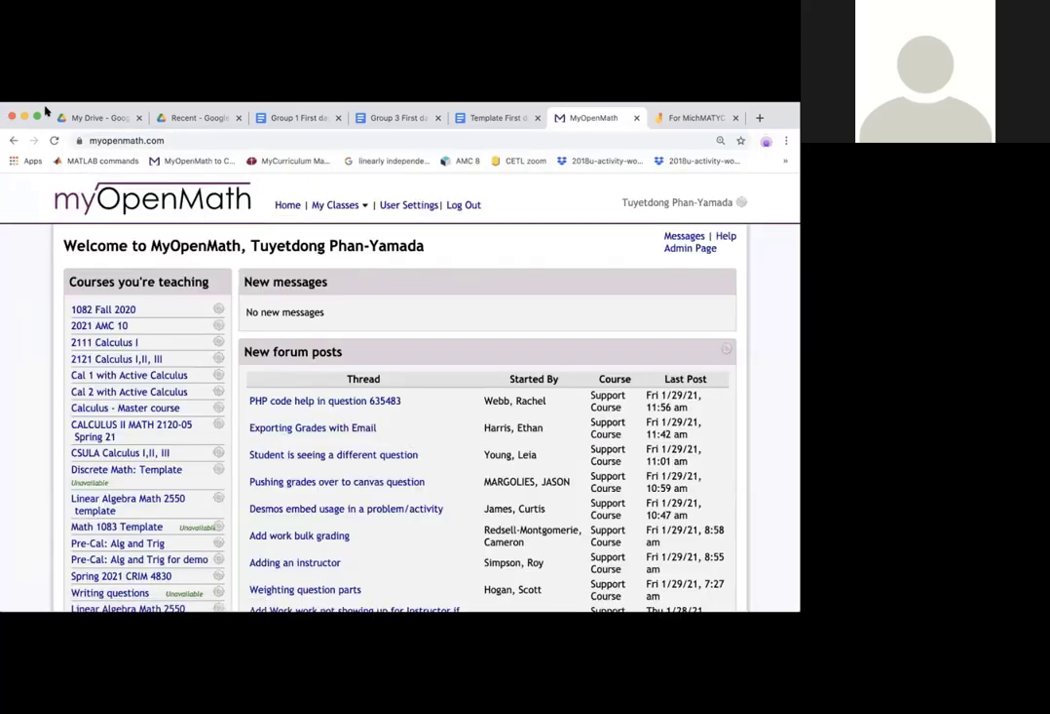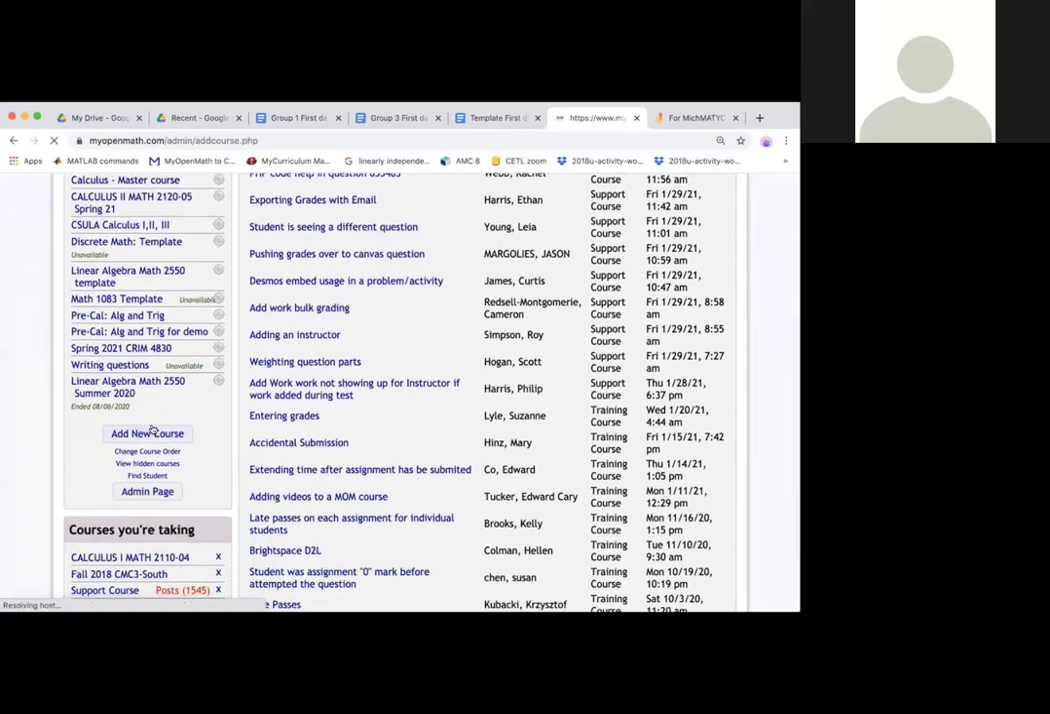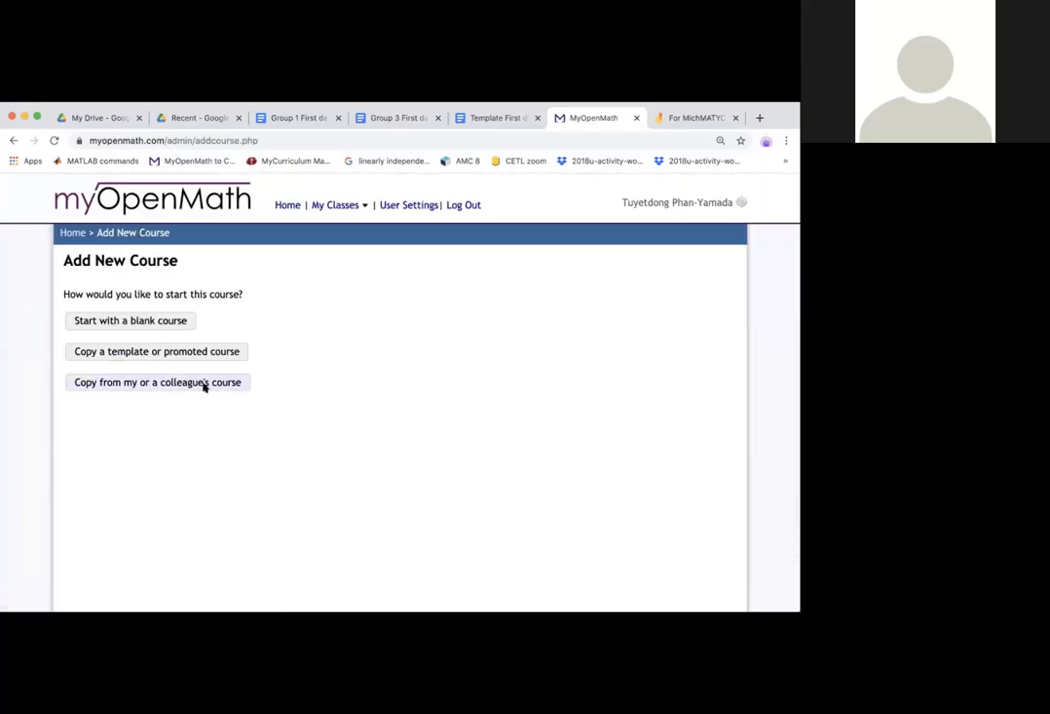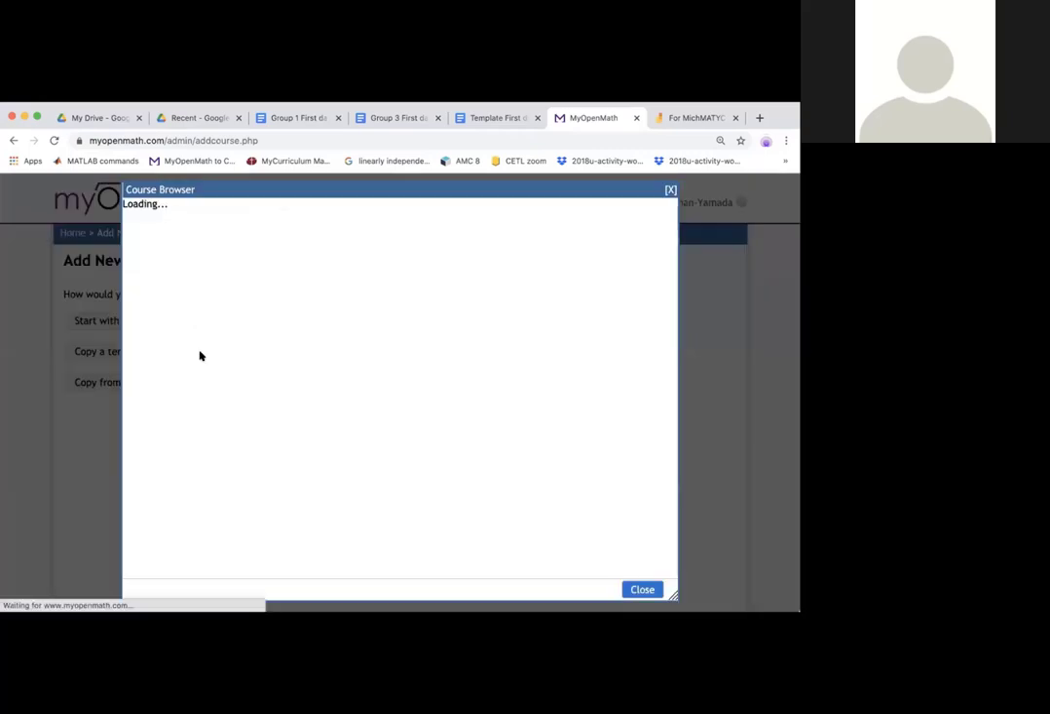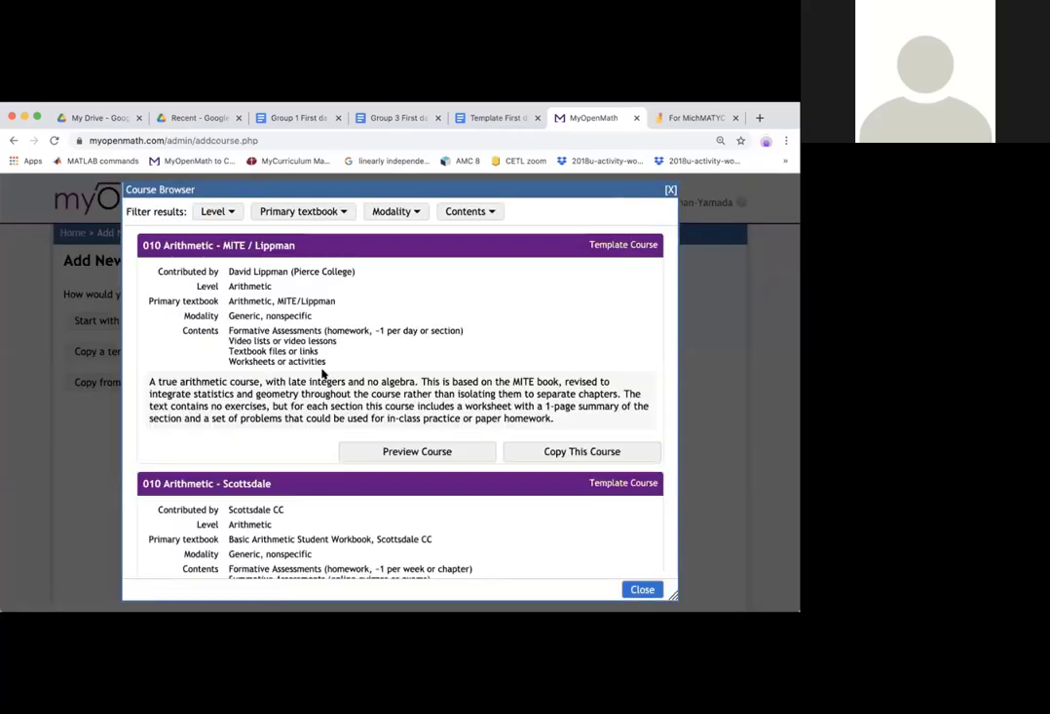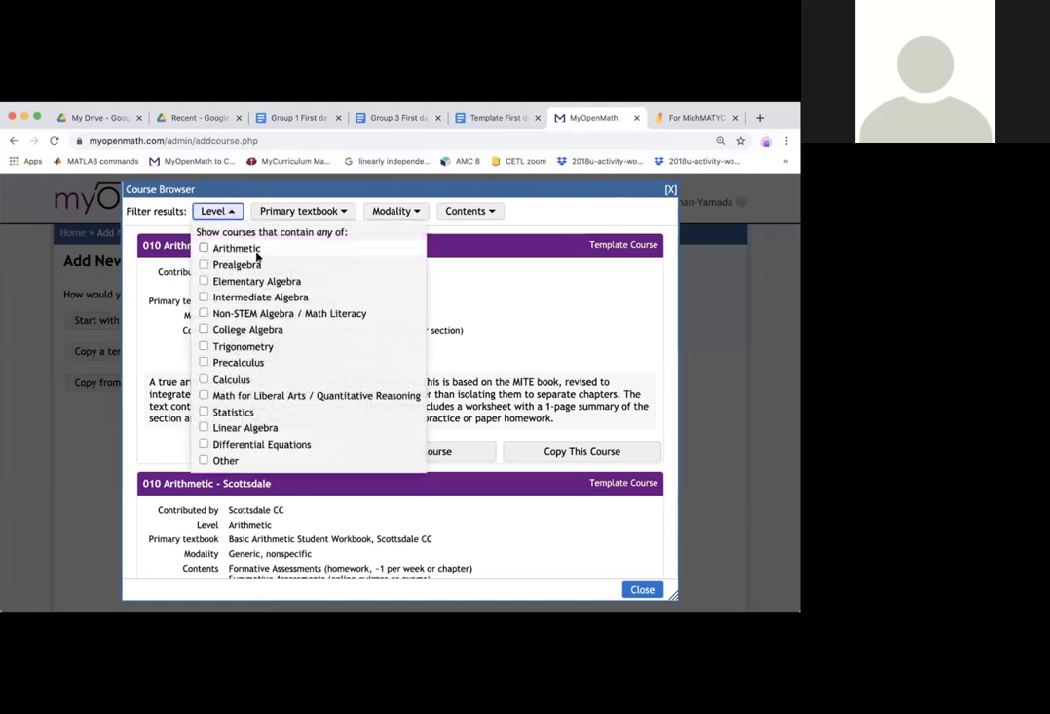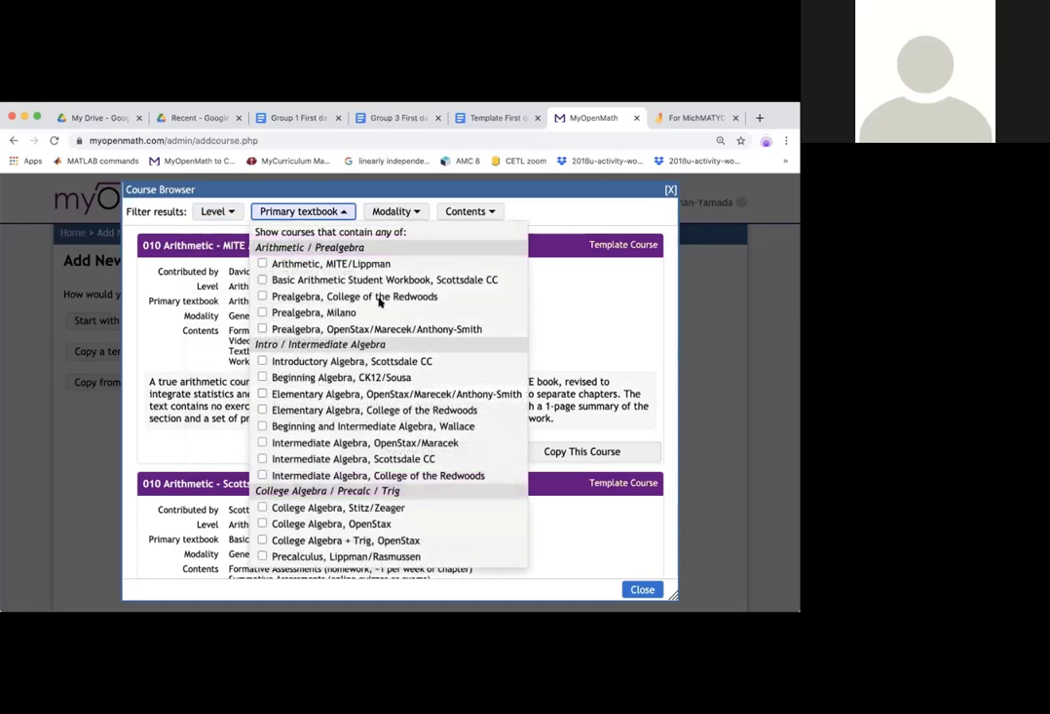So when you go to MyOpenMath here, you open the course. For example, I want to create a new course right here, add a new course. You can choose from a promoted course right here, or look for the course you want. They have all levels from arithmetic right here. If you teach other subjects like physics or chemistry, or economics, they have problems in there too. You can do each level, and they have a textbook attached to each level.